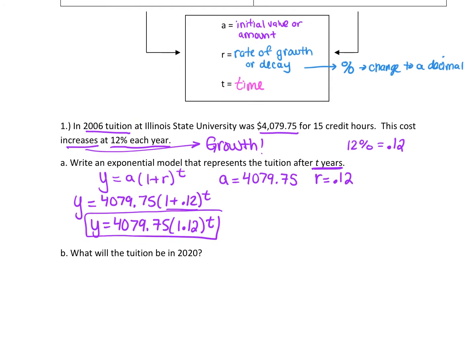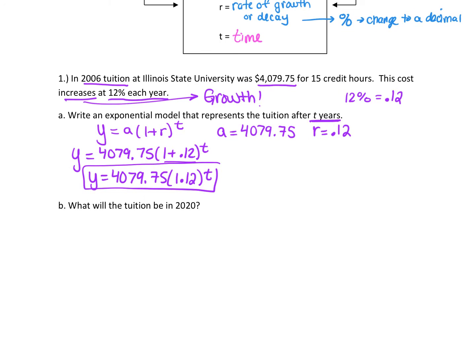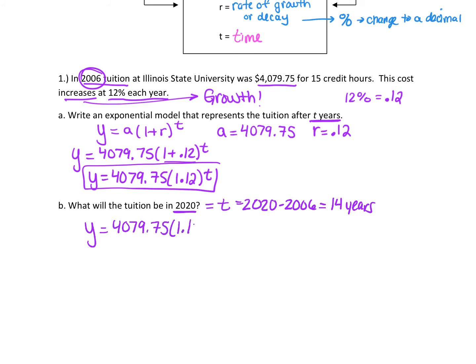Now part B says, what will the tuition be in 2020? So now we're talking about time. So let's think about t. We started in 2006, so I'm going to do 2020 minus 2006, and that means my t is going to be 14 years. So I'm going to take the model that we wrote in part A. No need to reinvent the wheel. We already basically solved this problem. All I need to do now is plug in 14 for t.